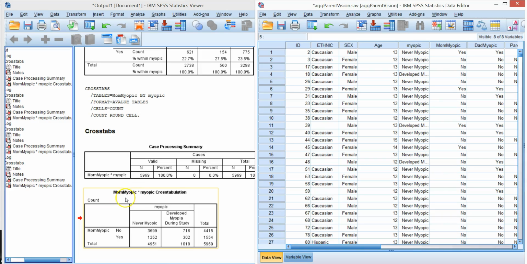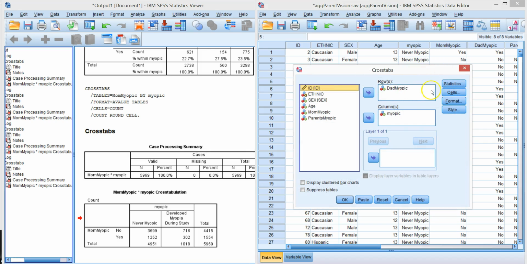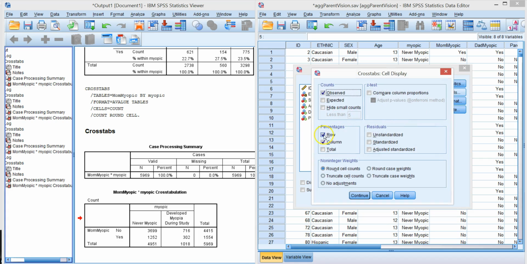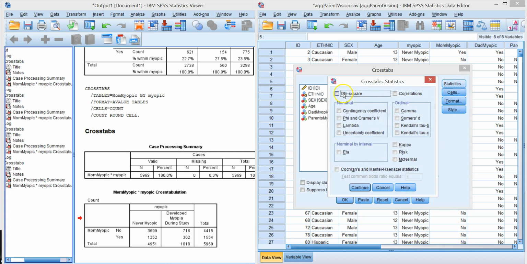We will now consider the chi-square statistic, which is used with cross-tabulation. So let's go into our descriptive crosstabs. Let's do mom in the rows and the child in the columns. And let's go to our cells and let's choose expected. We'll talk about why we're doing that in a minute. Let's do our chi-square statistic.